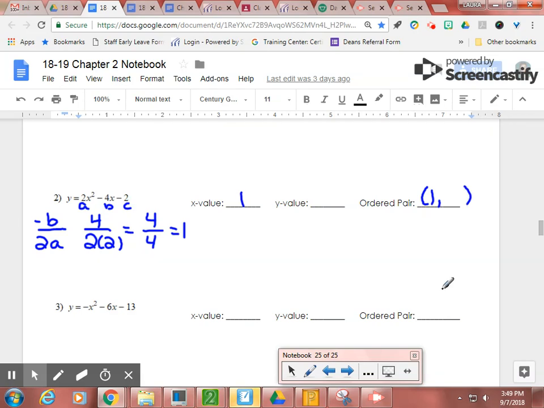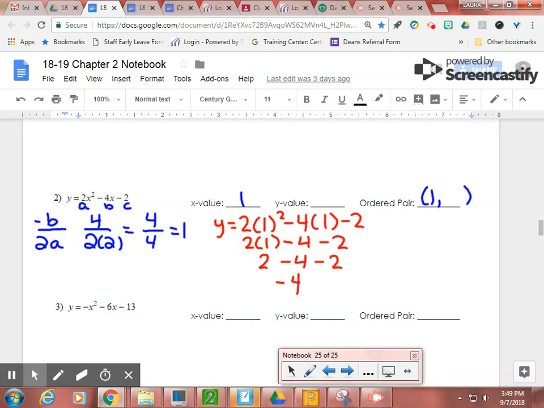So now to get our y value, we're going to plug this back in. 2 times 1 squared, 4 times 1 minus 2. Do your squaring first. So I still have 2 times 1 minus 4 minus 2. So 2 minus 4 minus 2 is going to give me negative 4. So negative 4 is my y value. Negative 4 completes my ordered pair.